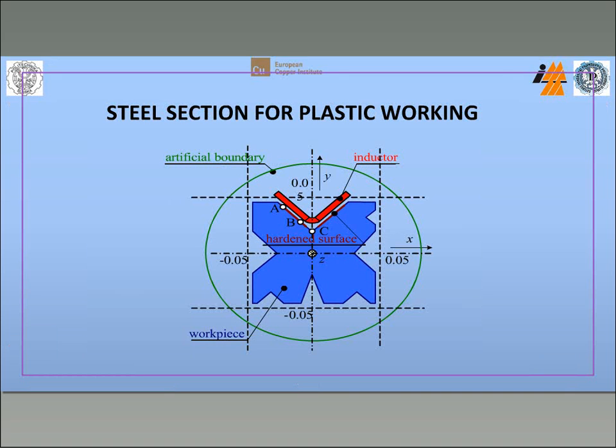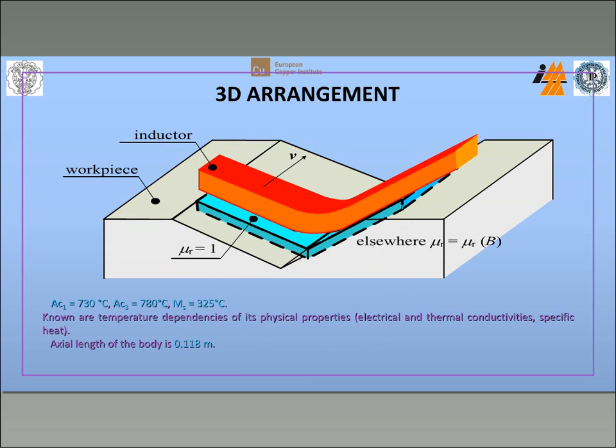And the next case is a steel section for plastic working. It is also a long element, 1 meter, shown here in cross section, and the inductor hardened this surface shown here. And of course you will see here the 3D arrangement. The axial length of the body is about 118 centimeters.